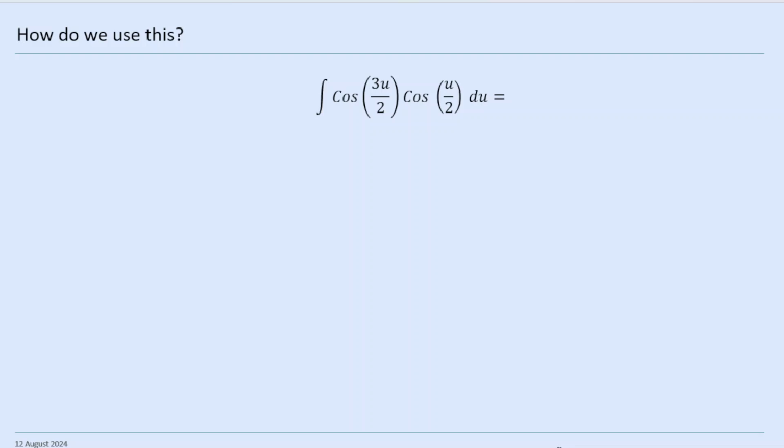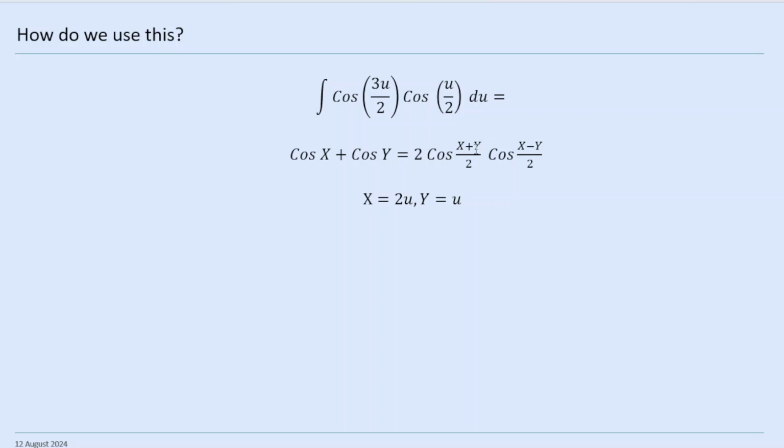Here's another example. If we had to integrate cos 3u over 2 cos u over 2 du. Again, we notice this formula: cos x plus cos y equals 2 cos (x plus y) over 2 cos (x minus y) over 2. You can probably guess the substitutions. You might want to take a minute to guess. You might want to pause the video. So basically, again, what we do is x is 2u and y is u.